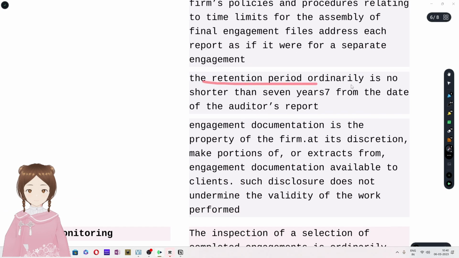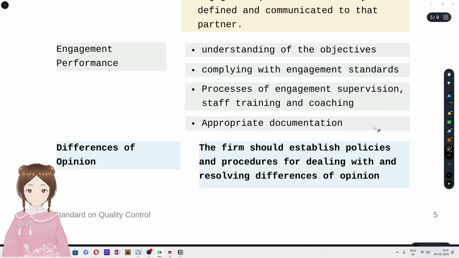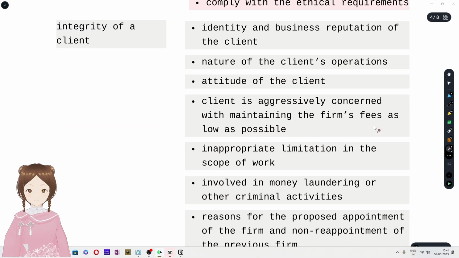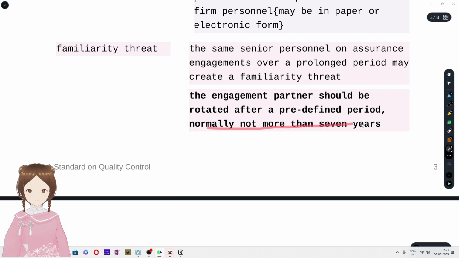And the retention period is ordinarily not shorter than 7 years from the date of the auditor's report. The 7 years time limit we have also seen somewhere else, where the familiarity threat, not more than 7 years.